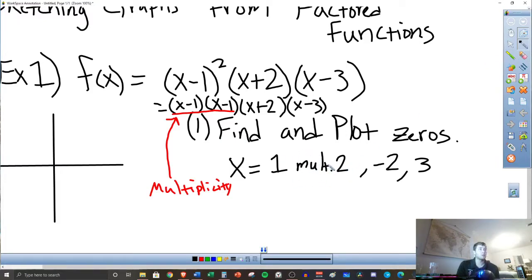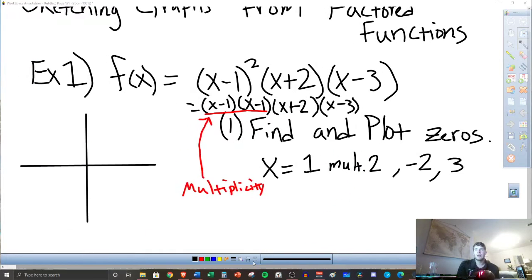We'll talk about how multiplicity affects this, and I think that's the most complex part of this, understanding these multiplicities. But go ahead, plot these zeros, and we only care about these zeros. So I'm only going to do 1, 2, 3. 3, I'm going to put a point there.